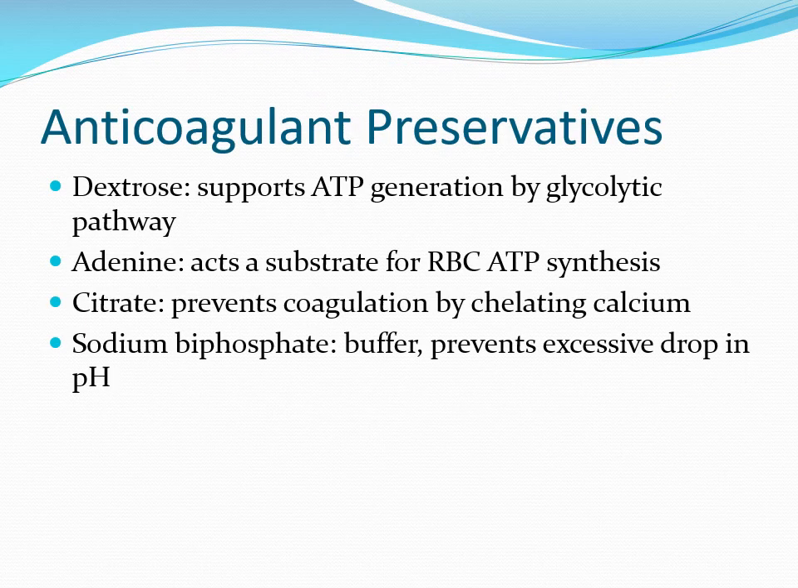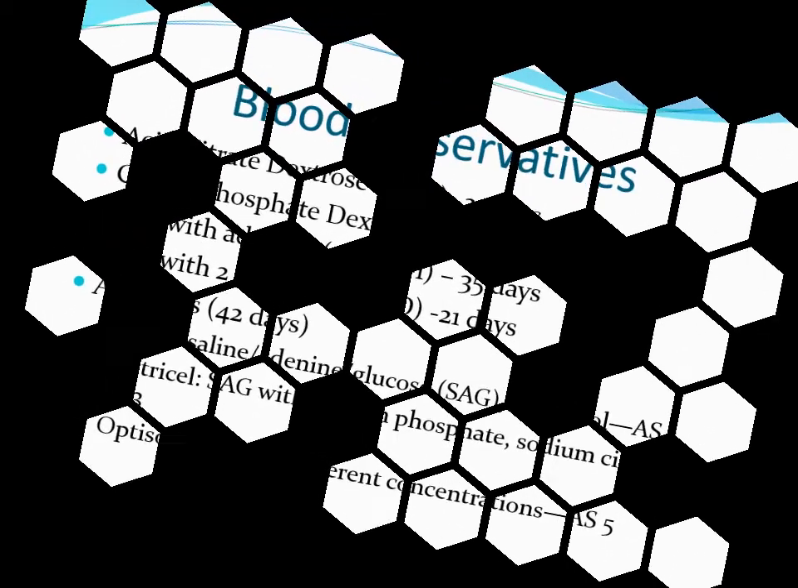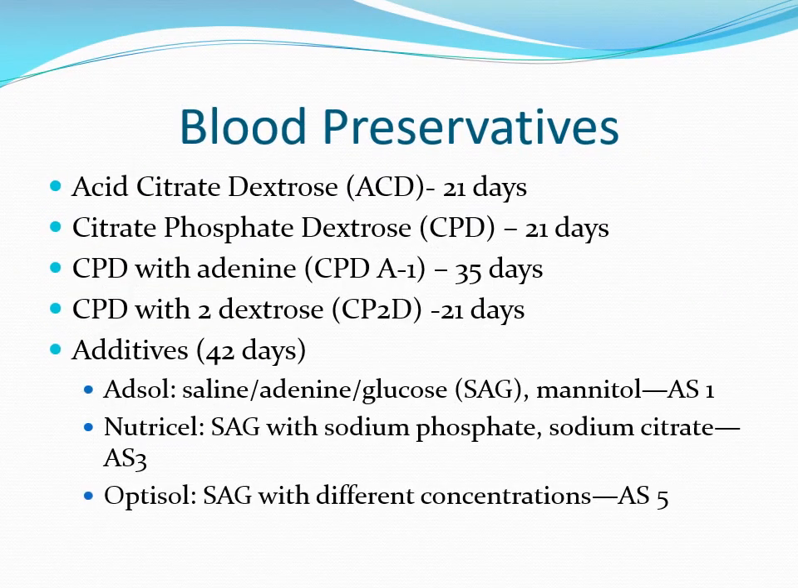Some of the preservatives in the anticoagulant: we have dextrose, which supports ATP generation by glycolytic pathways; adenine, which acts as a substrate for RBC ATP synthesis; citrate, which prevents coagulation by chelating calcium; and sodium biphosphate, which is a buffer and prevents excessive drops in pH. So, a couple of different things for our blood preservatives.